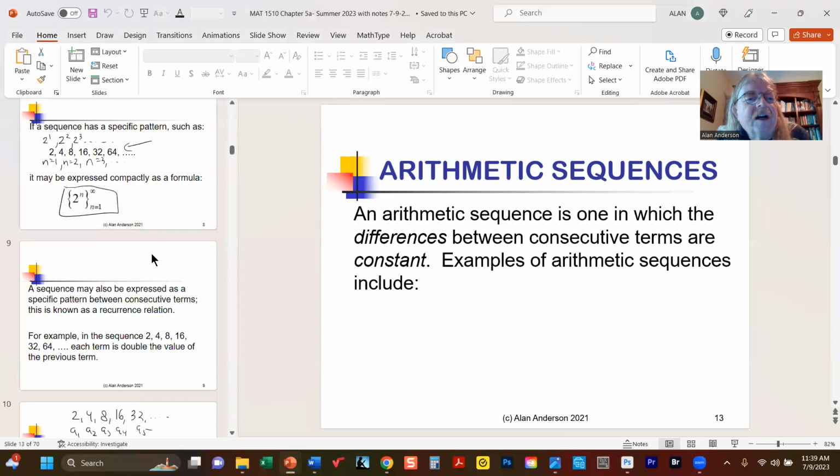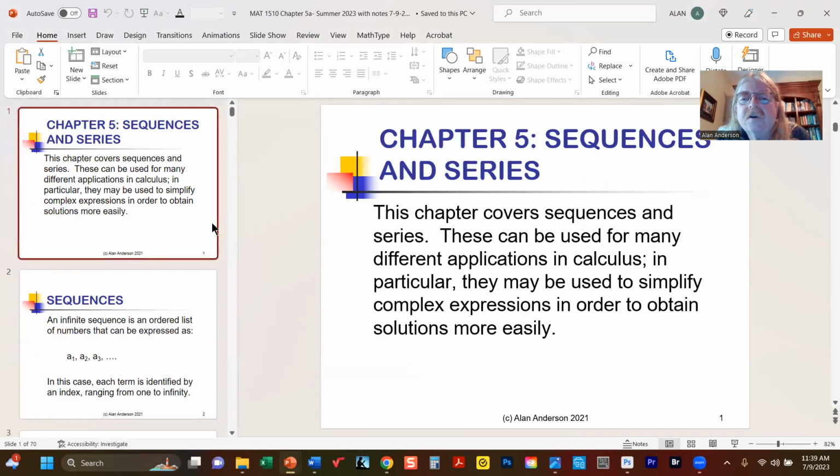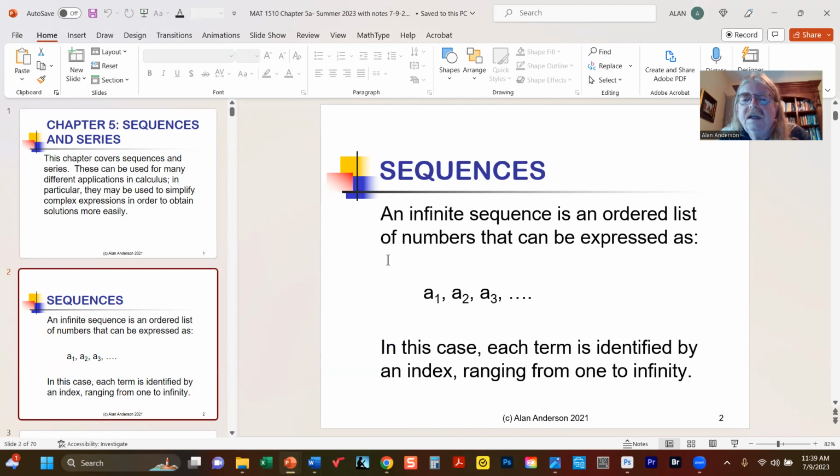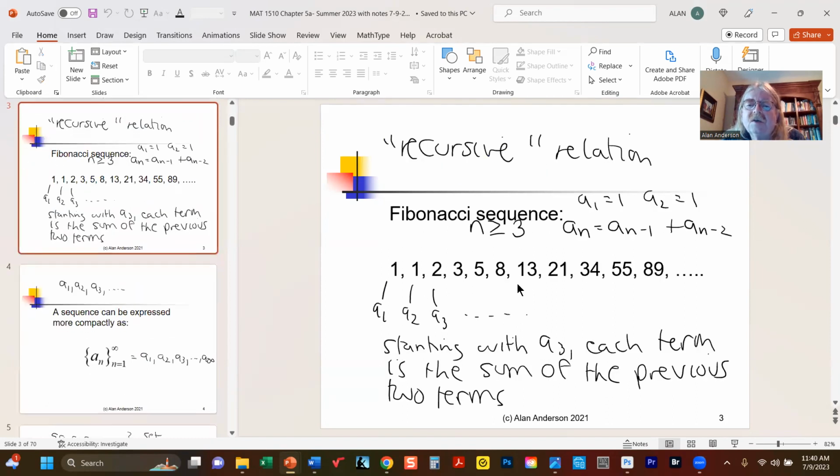Okay, so we're in chapter 5 now, and we're looking at first sequences, and then later on we'll be looking at series. And so we started by introducing the concept of a sequence, and you can see that a sequence is simply a string of numbers that have an index, typically starting at 1, but sometimes it starts at 0. It depends on the application that we're using. But this is a standard sequence, and so these terms typically have a pattern between them that we'd like to be able to identify. And so there are different types of sequences.